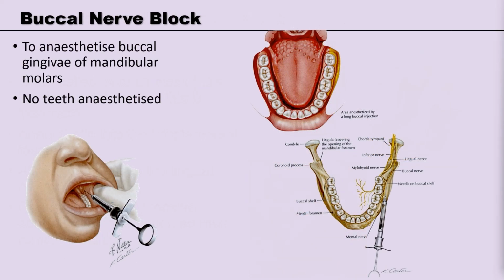The buccal gingiva of the molars is supplied by the long buccal nerve, which is not affected by an inferior alveolar nerve block. A buccal nerve block will anaesthetise this gingiva. This procedure aims to block the buccal nerve as it crosses anteriorly to the ramus of the mandible on its journey to supply the cheek and associated structures. It should be clear by now that the buccal nerve block alone does not anaesthetise any teeth.